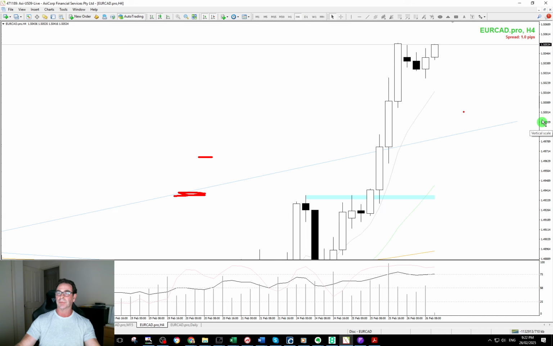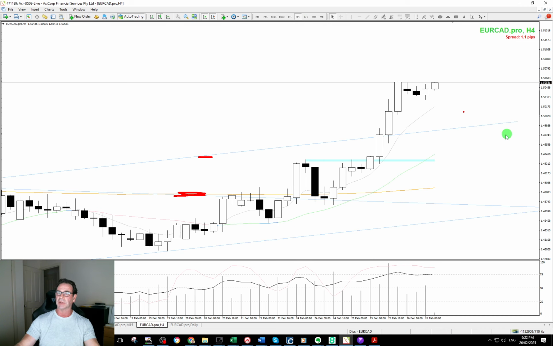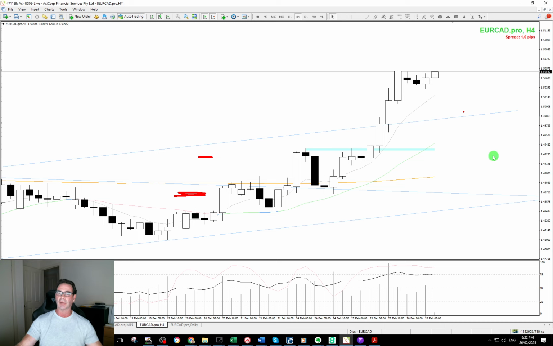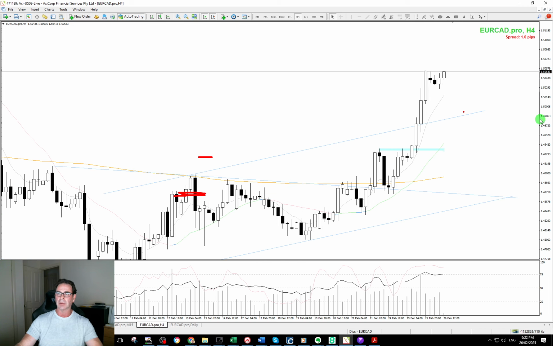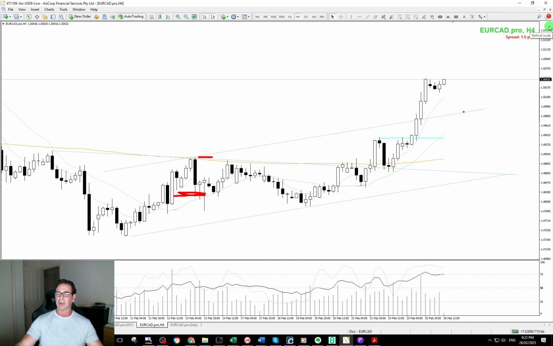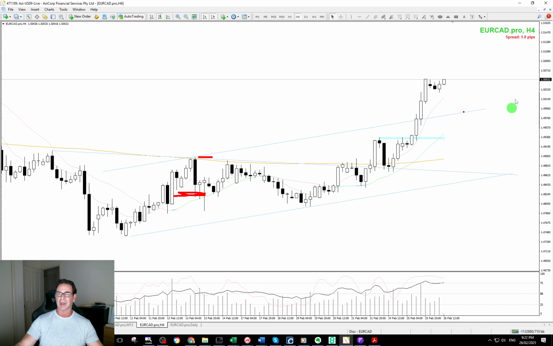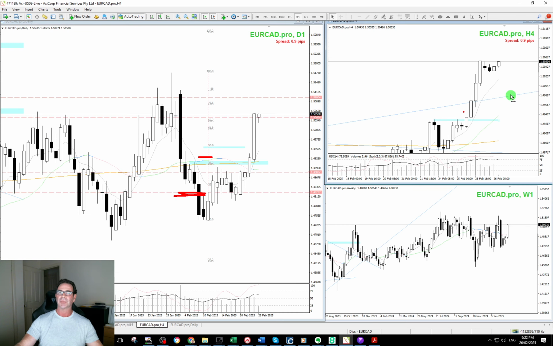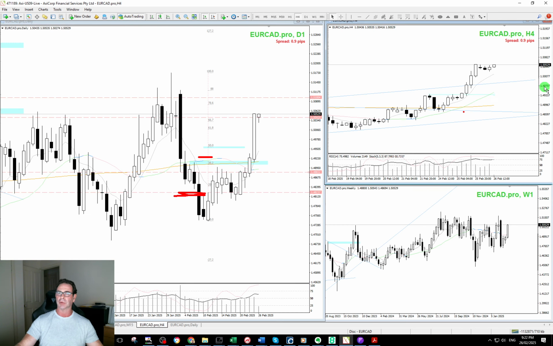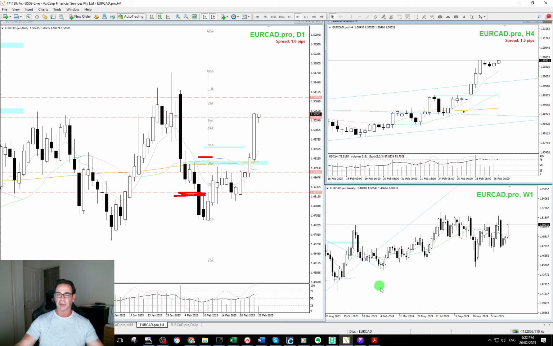You might get 1 or 2 good ones like this on the 4 hour, and then a lot of sort of average. But that was a multi-hour sort of winner, that one. So EURCAD, and you notice I only use a couple of the indicators, and for specific things, just to confirm what I'm seeing. So that was EURCAD. Now, it's a quiet news week as well.